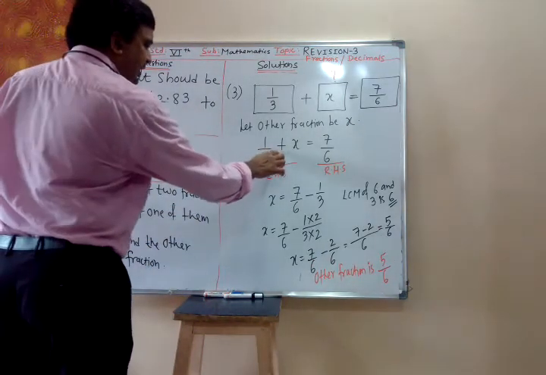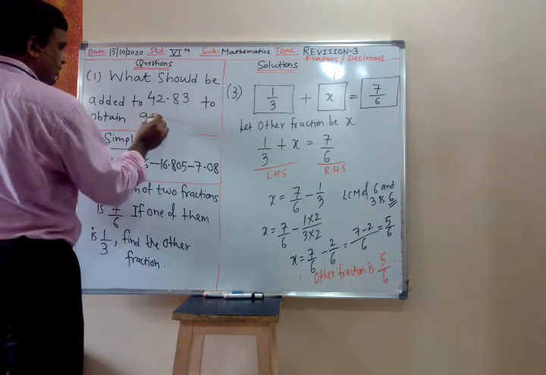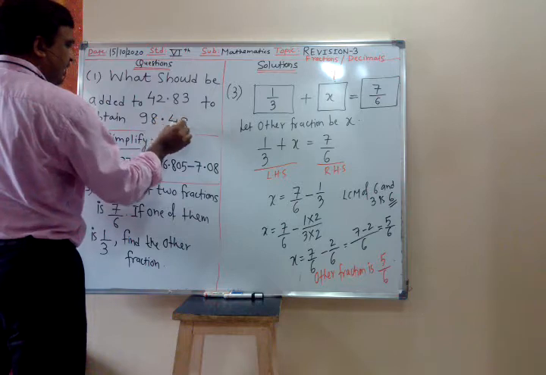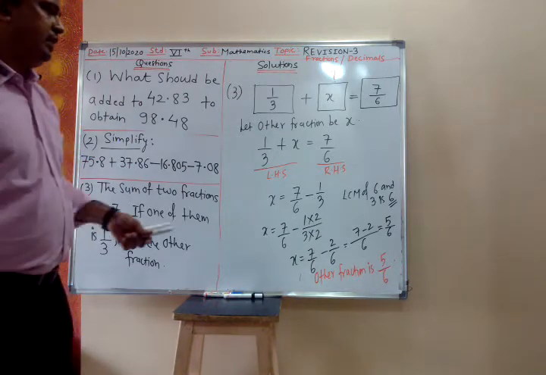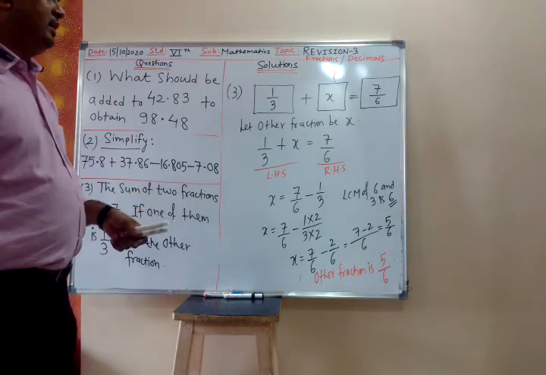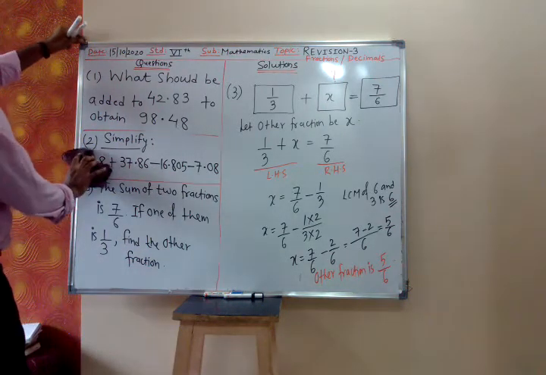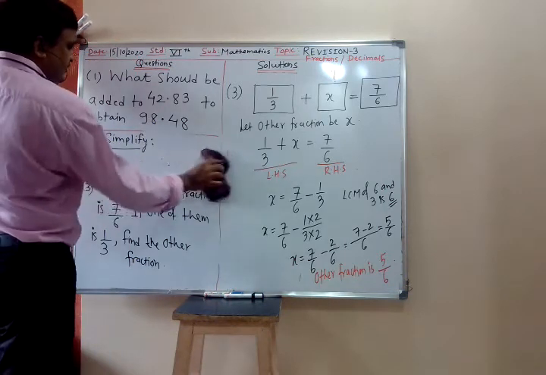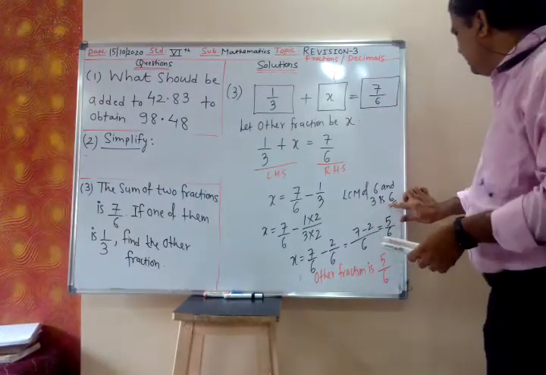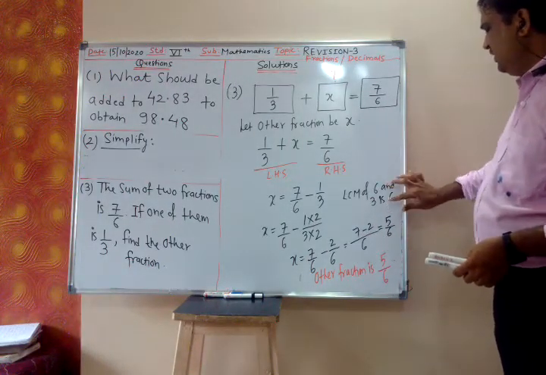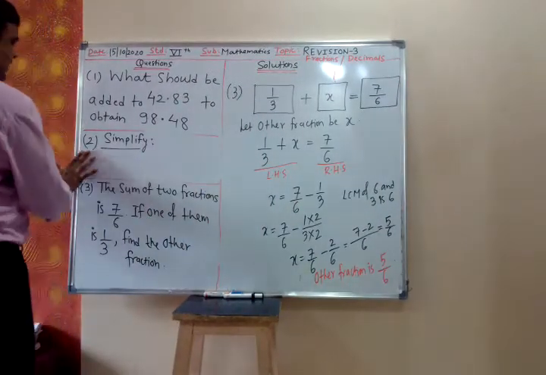1 upon 3 plus x is equal to 7 by 6. LCM of 6 and 3 is 6. I have underlined 6. My dear, LCM of 6 and 3 is 6. Now start solving this problem.